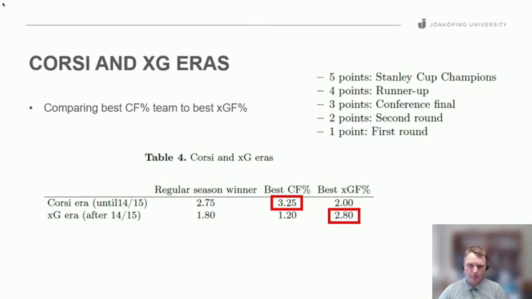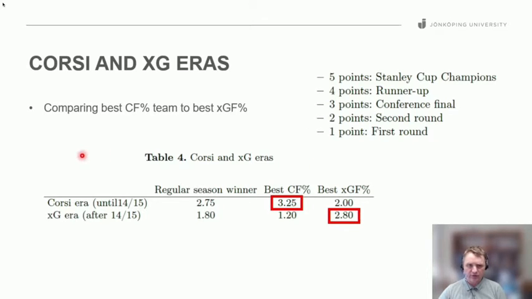Here we make an outright comparison between the best Corsi team and the best xG team. To do this, we use a scale where the Stanley Cup champions get 5 points and then all the way down to 1 point.